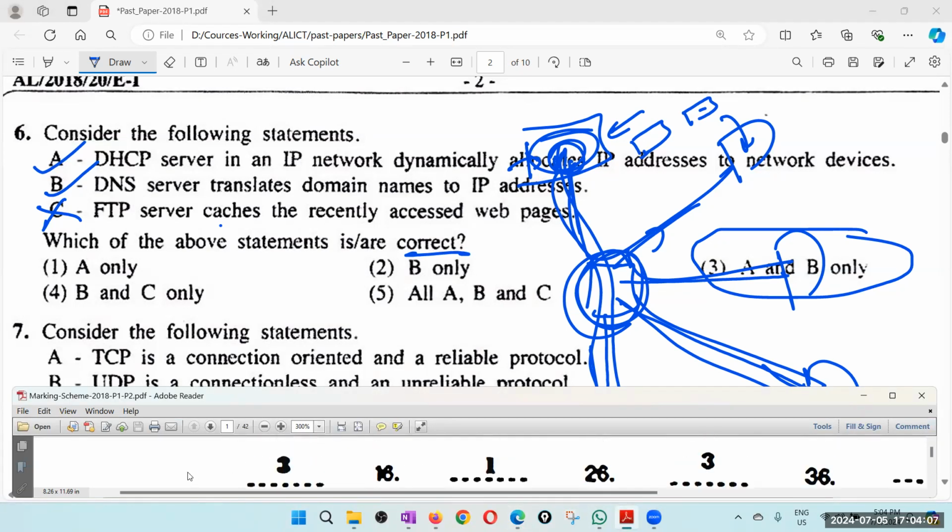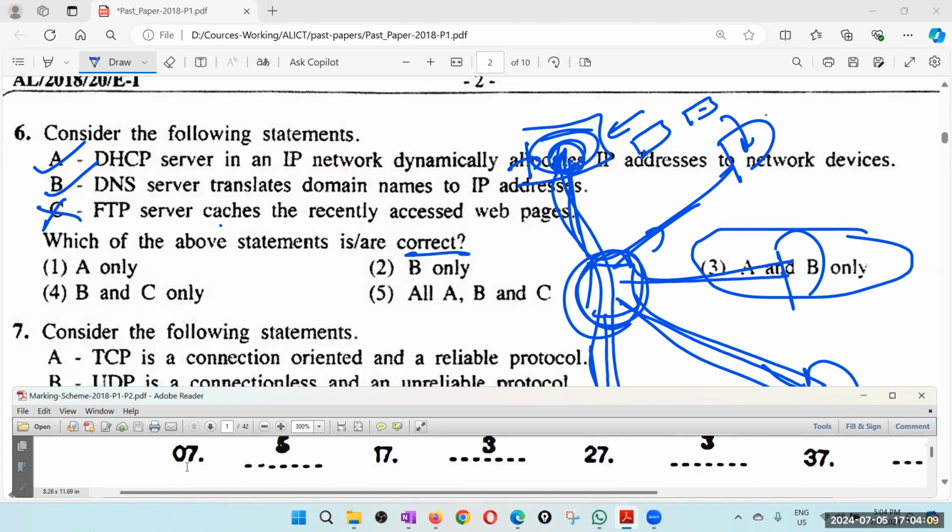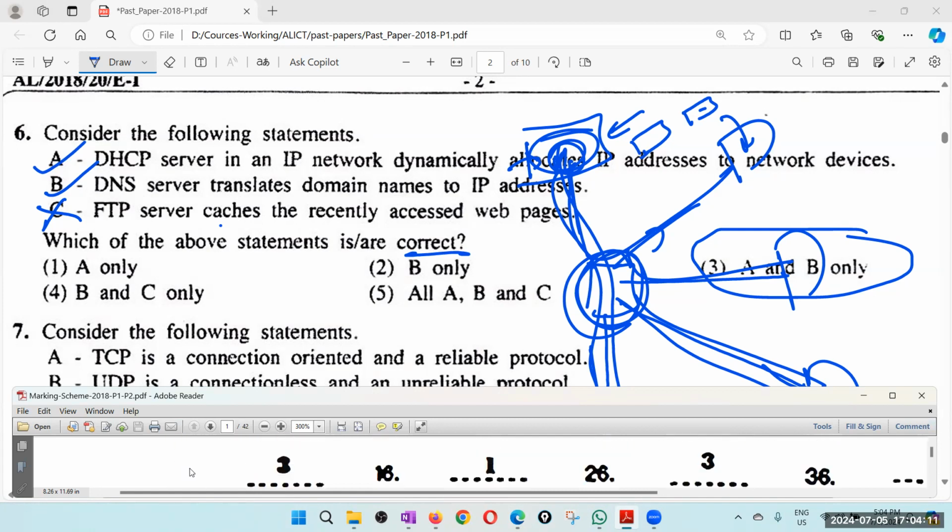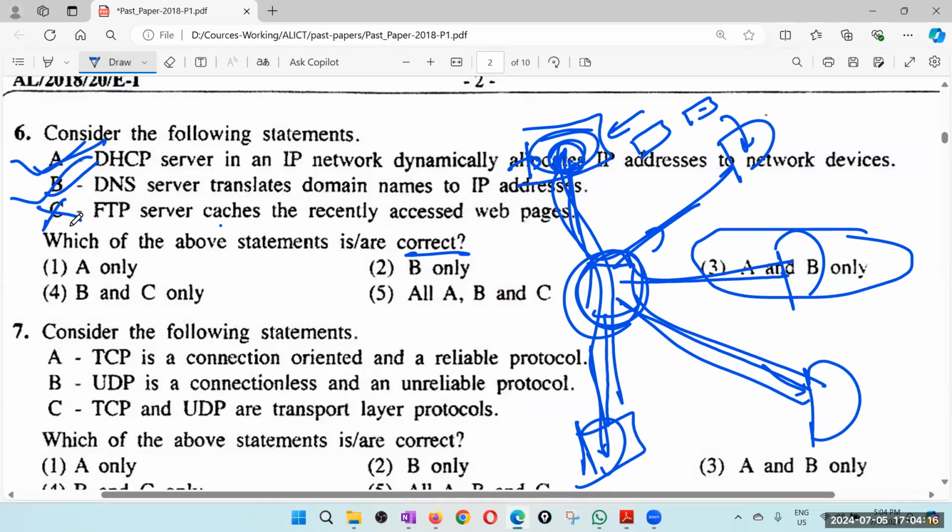So 6-1. The number is not printed properly, but anyway, that is the 6-1 because this is 7th and this is 5. So the answer is 3. A and B only. So any questions about that? So don't wait for me to ask any questions, right? If there is a doubt, even a slightest doubt, put it into chat or you can talk.